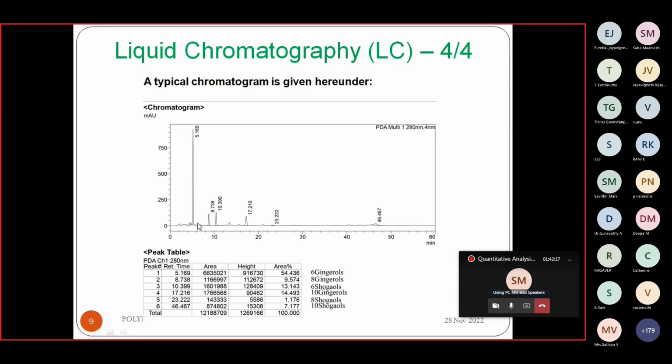Normally we calculate the peak area. Each peak is considered as a triangle, and using the formula for the area of a triangle, half base times height, the peak area is calculated by the computer and given here at the bottom. There are six prominent peaks seen. All those peaks correspond to different gingerols. Okay, I'm skipping to the next slide.